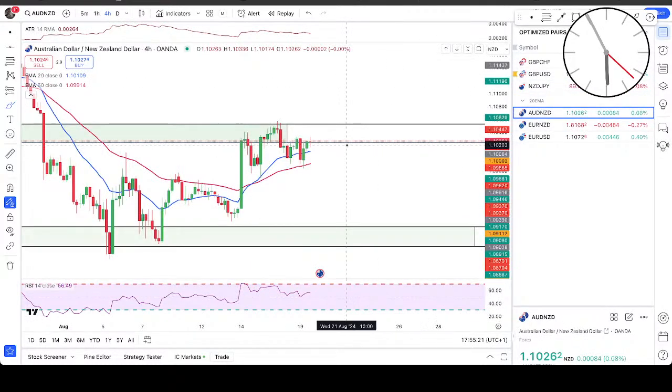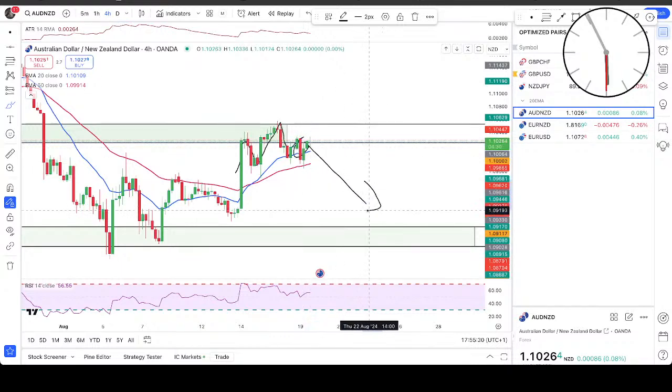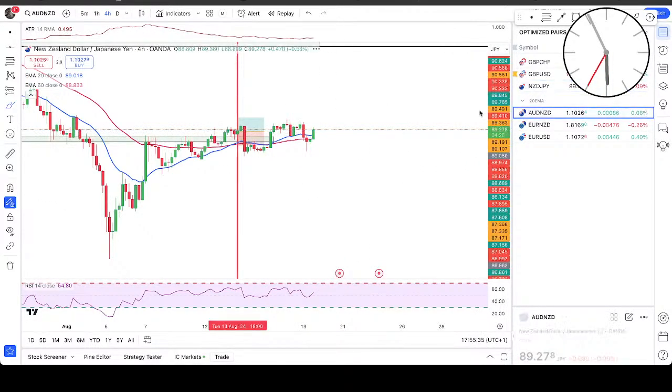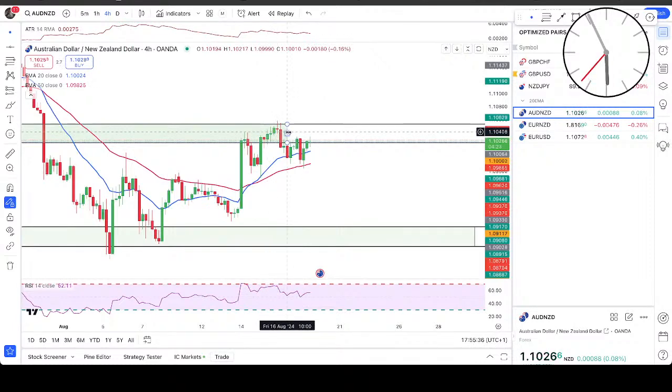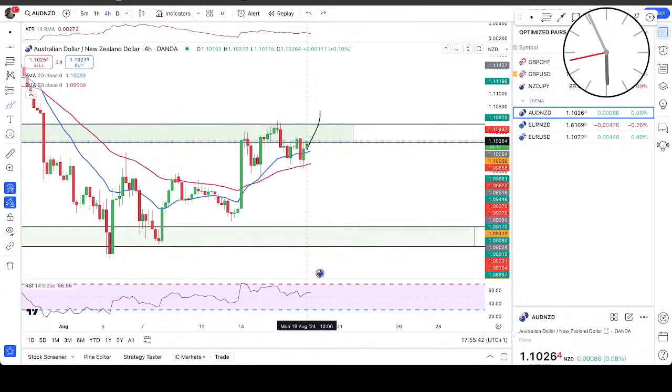AUD NZD is nothing, kind of head and shoulder pattern, so expect a good fall out of this one. AUD NZD, so bearish for this one. Once we are broken above, let's say, only then I'll start to look for the bullish trades. For now, that looks like the price will likely fall from here.